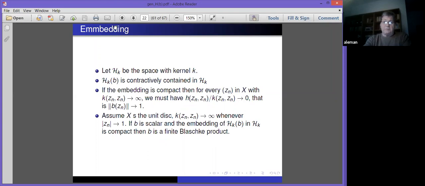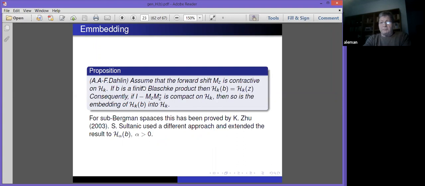Now, in this case, we can basically prove that if the forward shift is contractive on the big space, so this happens in the Bergman space case, and in the Hardy space case it even is isometric, then for any finite Blaschke product, it actually turns out that this H(K) of B is nothing else than H(K) of z. So they're very simple. And then if the identity minus M_z star is compact, so is the embedding. And this recovers a number of results of this type. But it's very general. Again, this just says that that type of compact embedding is not happening very often, and this can be shown by using just general properties of kernels.